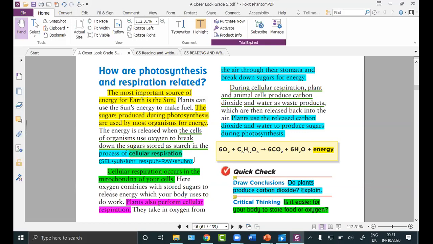How are photosynthesis and respiration related? The most important source of energy for Earth is the sun. Plants can use the sun's energy to make fuel. The sugars produced during photosynthesis are used by most organisms for energy. Okay, thank you.